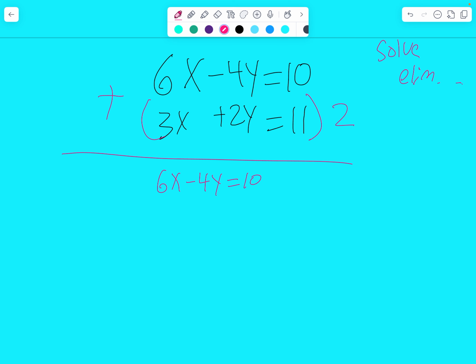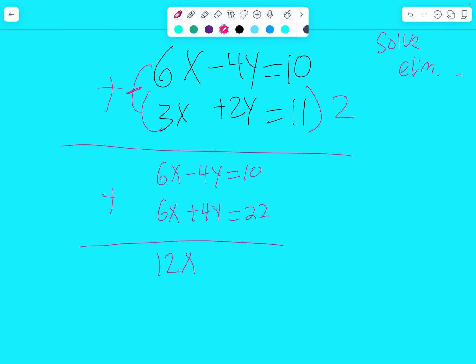Okay. I have 2 times 3x, which is 6x. And I'm going to multiply 2 times positive 2y, which is 4y. And then I have 22, because 11 times 2 is 22. And I have that plus sign, which is invisible, but it's there. What's 6x plus 6x? 12x. What's -4y plus 4y? 0, it cancels out. What's 22 plus 10? 32.